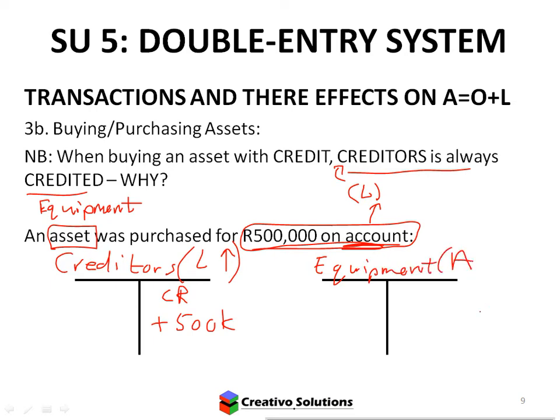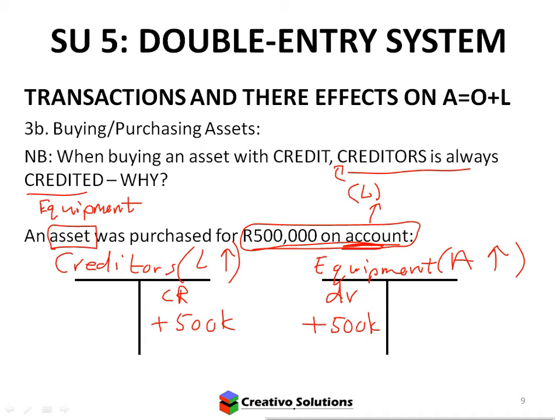Right, so if you're buying an asset, what's happening to the account? It's increasing, right? You've got more equipment now than you did before. Go back to those 6 rules. Look at those pluses and minuses. Where do you see the plus for an asset? On the debit side. And that's why you're debiting the asset with 500,000.